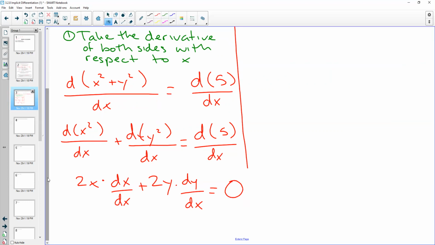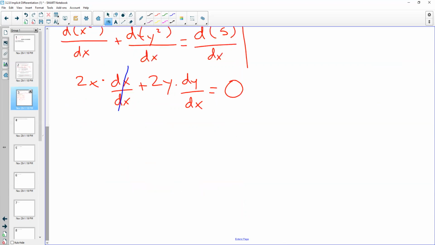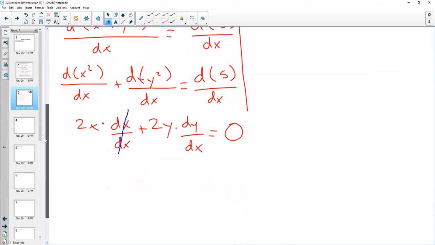So our dx over dx will cancel. Okay, and then we will be left with 2x plus 2y multiplied by y prime is equal to 0. Okay, so remember y prime and dy over dx, they're similar.